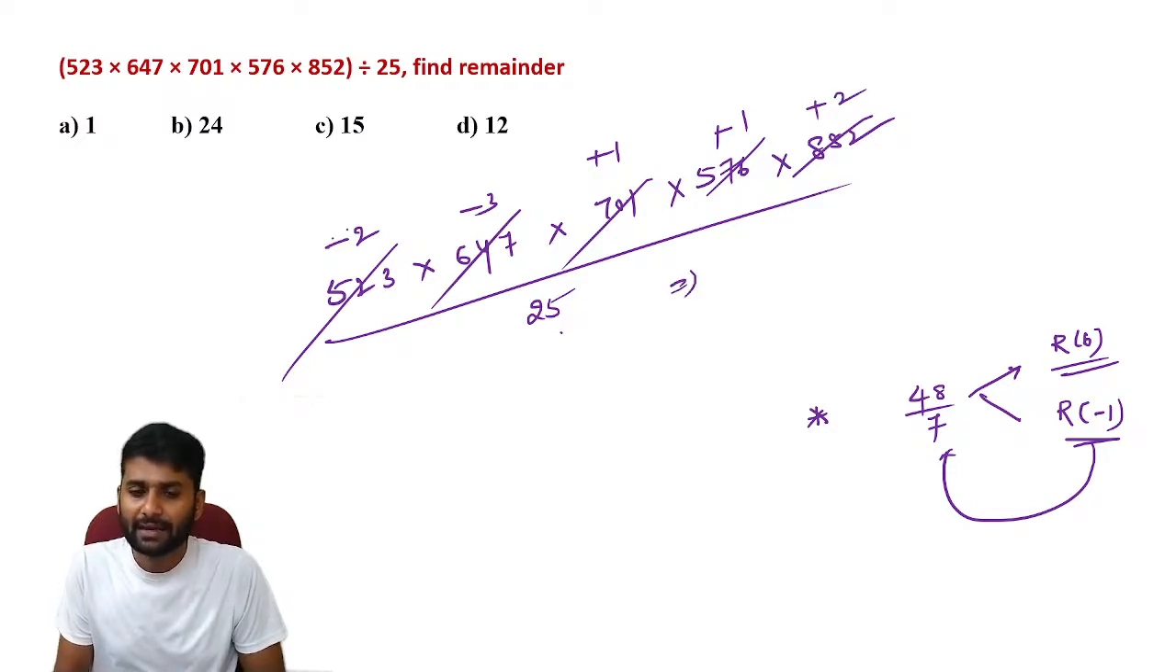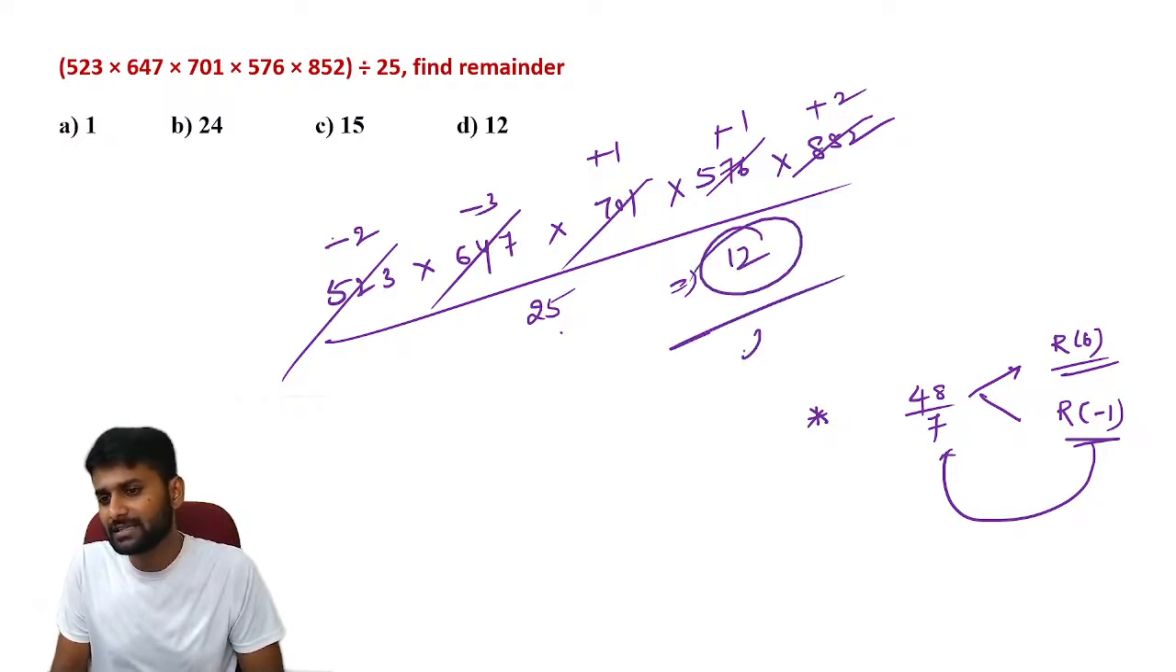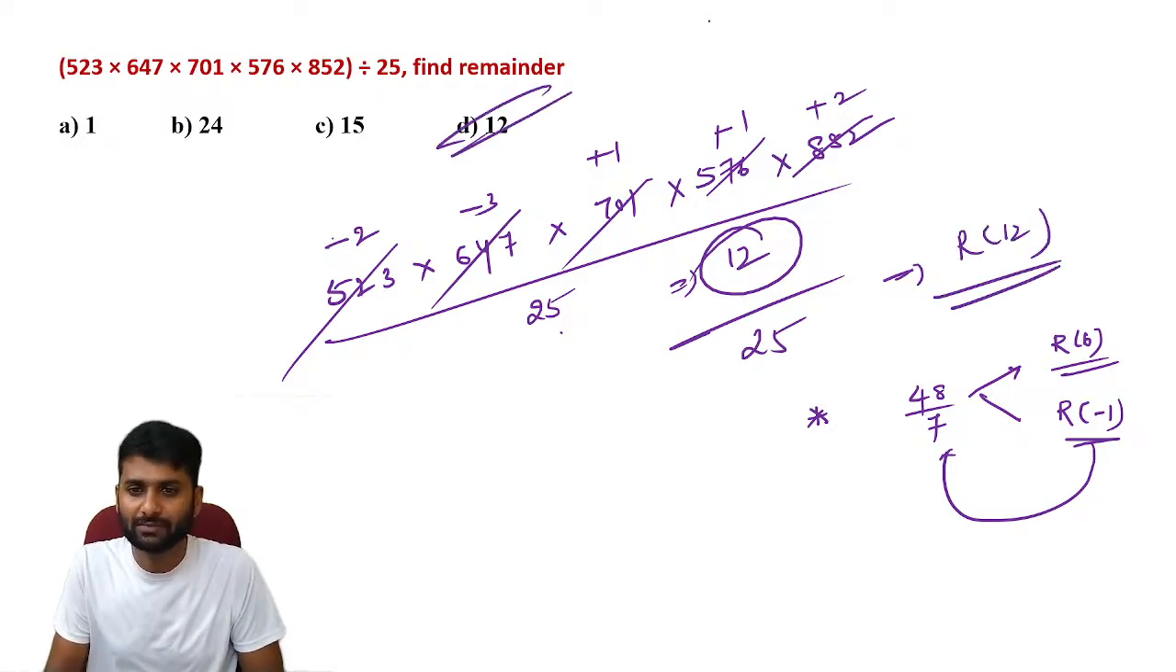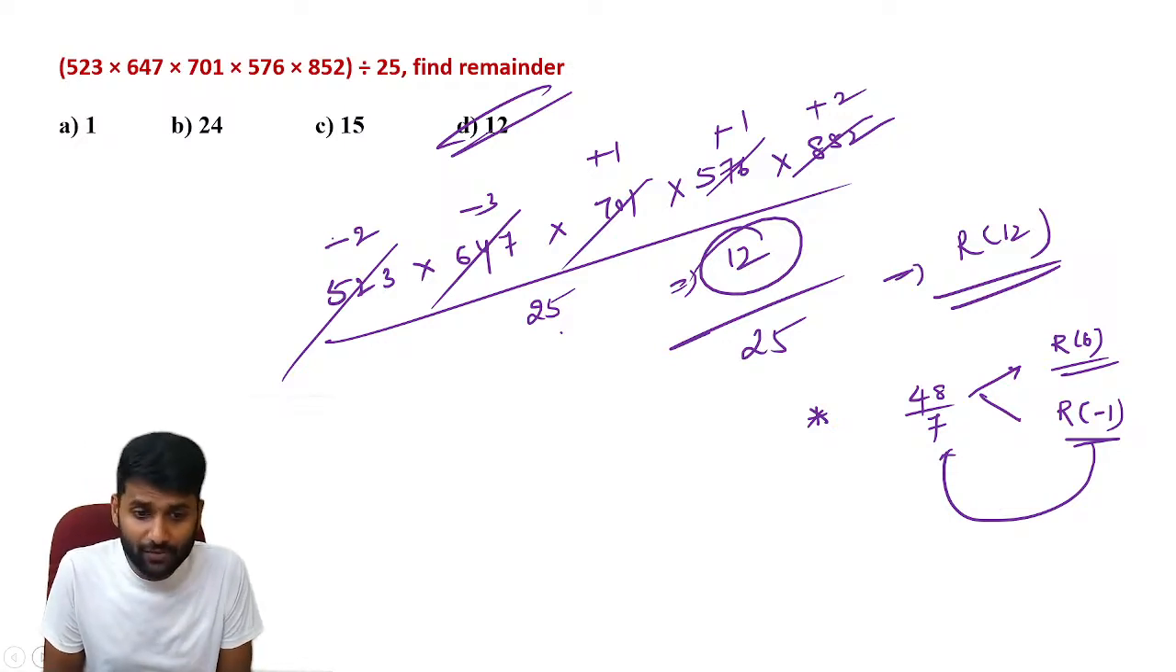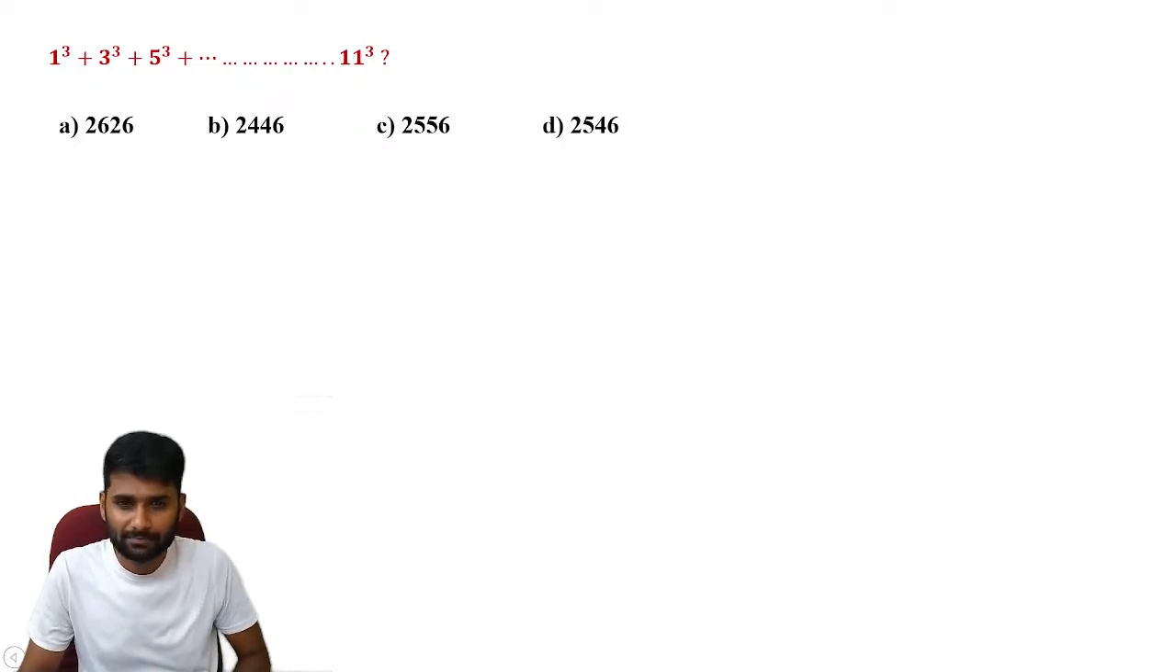Finally, minus into minus becomes a positive. 2 into 3 is 6, 6 into 2 is equal to 12. If 12 is divided by 25, the remainder is still the answer. Understand this concept. If you understand the negative remainder concept, you can save your time in different calculations. Next, try this question.